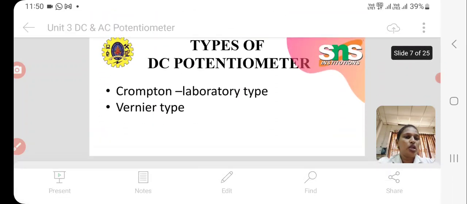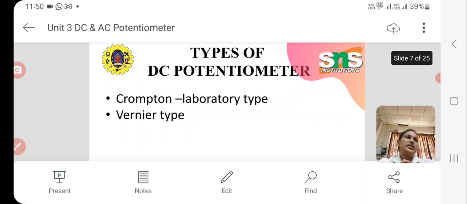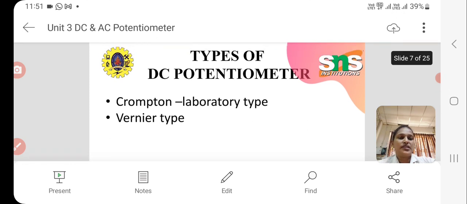In general, we have two types of potentiometers. Based on the voltage they measure, whether DC or AC, they are divided into two types: DC potentiometers and AC potentiometers. In today's class, we will see DC potentiometers. We have two types of DC potentiometers.